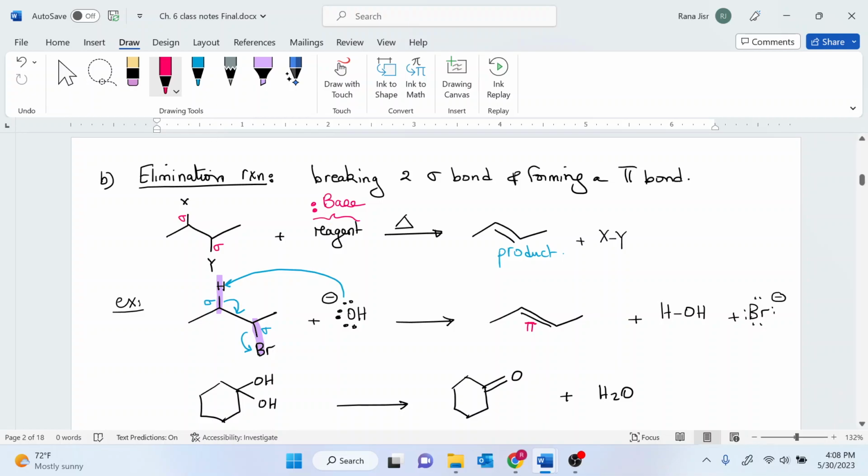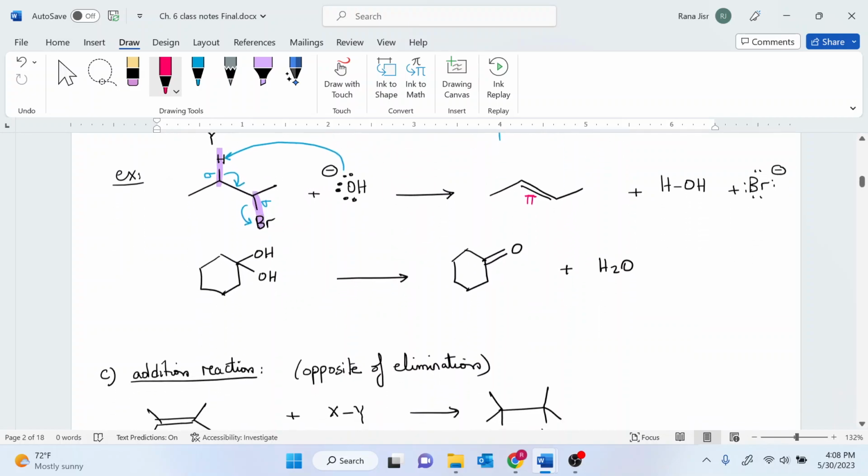So every time you look at a reaction and you see that your product is an alkene, then this is going to be an elimination reaction. And as we said, an elimination reaction is the breaking of two sigma bonds and forming of a pi bond. This is another example here. So if I'm going from this reactant to this product, I know that my product has a double bond. So immediately this is an elimination reaction.